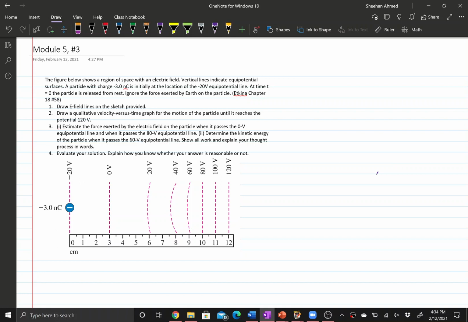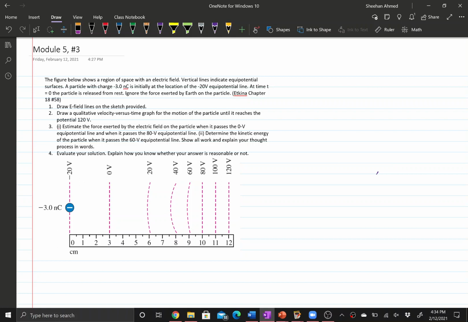At time t equals 0, the particle is released from rest. Ignore the force exerted by the Earth on the particle. The first thing says, draw E field lines on the sketch provided. So we know since the E field and the V field are both describing the same electric field, given one, we should be able to at least qualitatively figure out the other, and definitely quantitatively also.